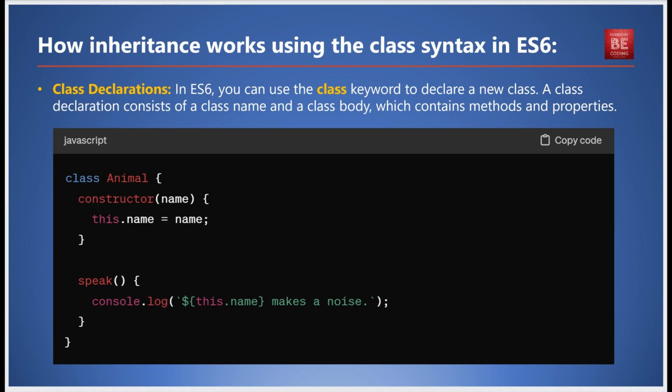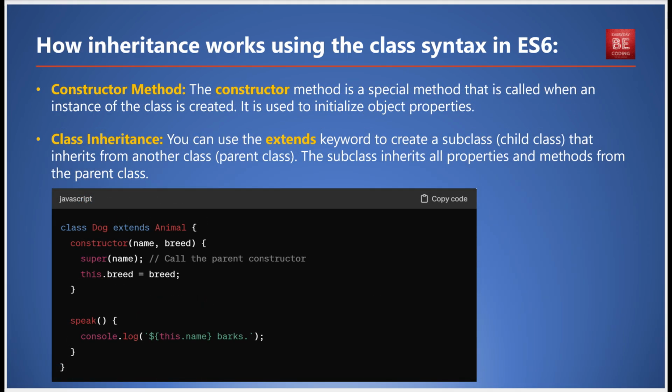For example, consider a class named Animal. This class might have properties like name and methods like speak. Next up is the constructor method, a unique method called whenever a new instance of the class is created. The constructor method is where we initialize our object properties.